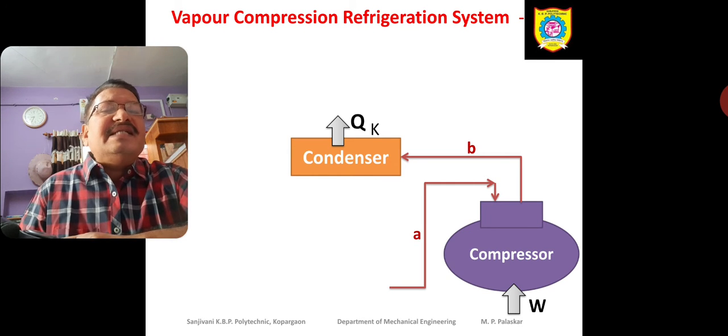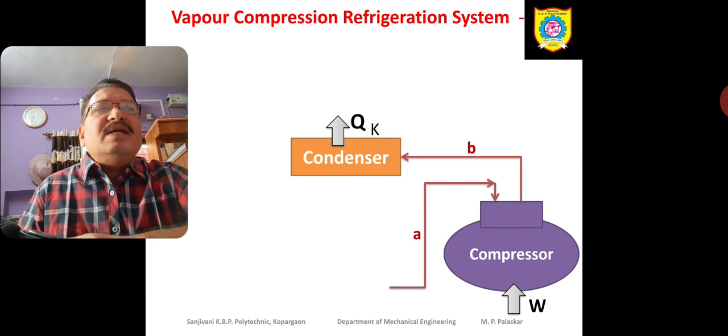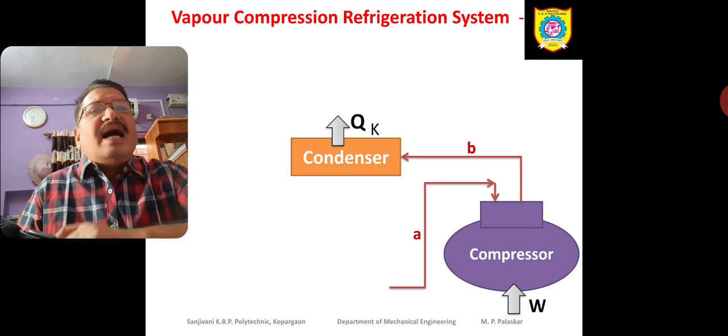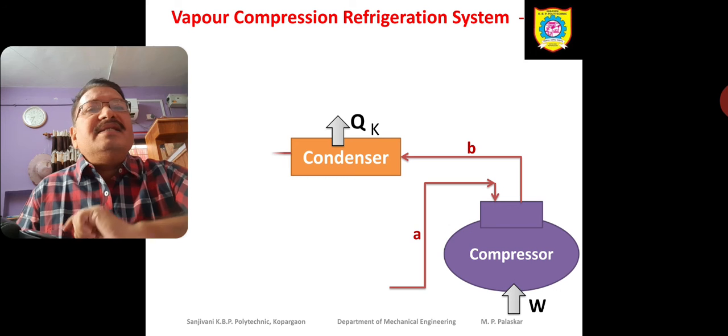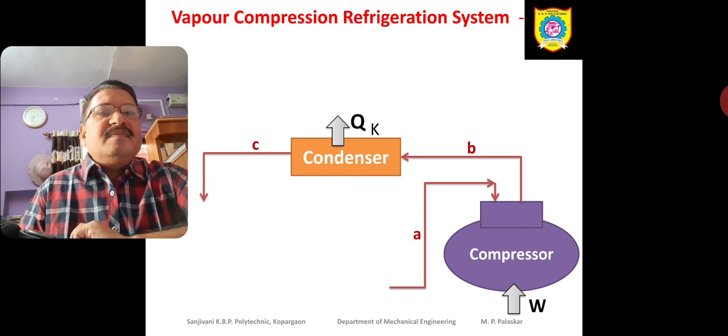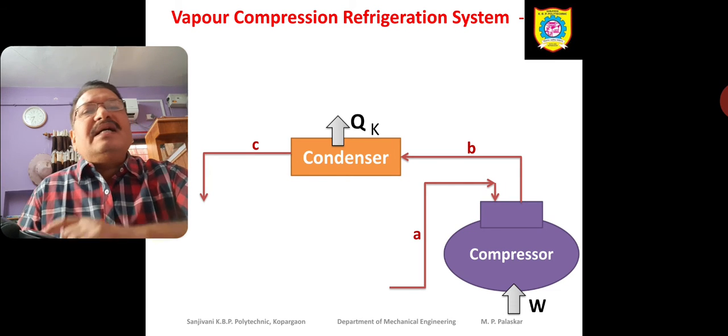The refrigerant will reject the heat inside the condenser to the cooling medium. Some cooling medium like air or water is used in the condenser, and with the help of this cooling medium the refrigerant is cooled or condensed inside the condenser, and what we get from the condenser is the refrigerant liquid. So the process BC is nothing but the condensation or the cooling process of the refrigerant, and we get the liquid refrigerant coming out of the condenser.